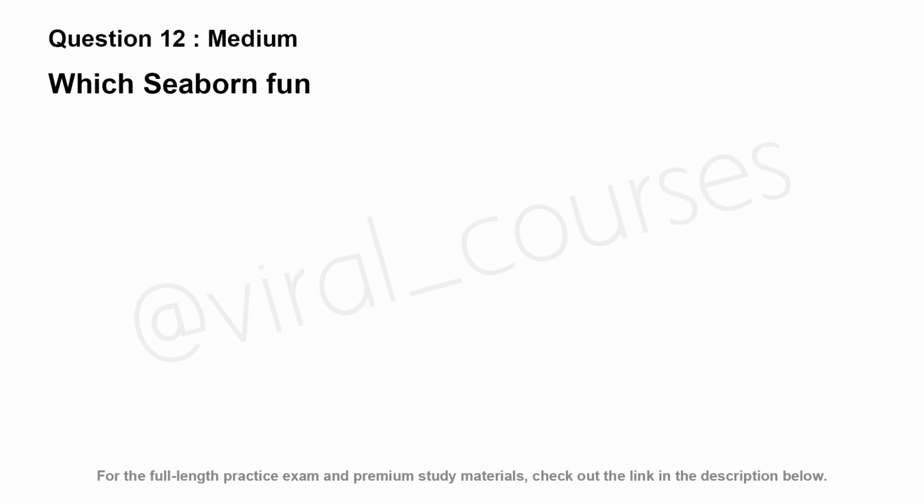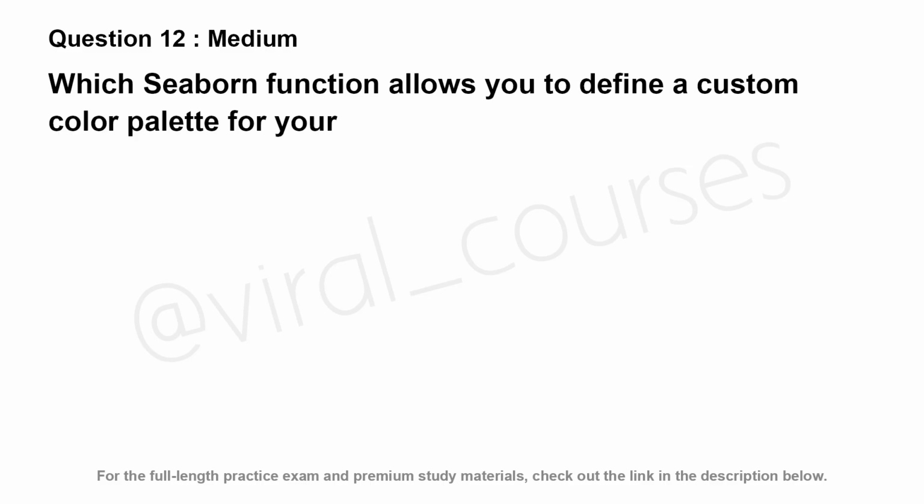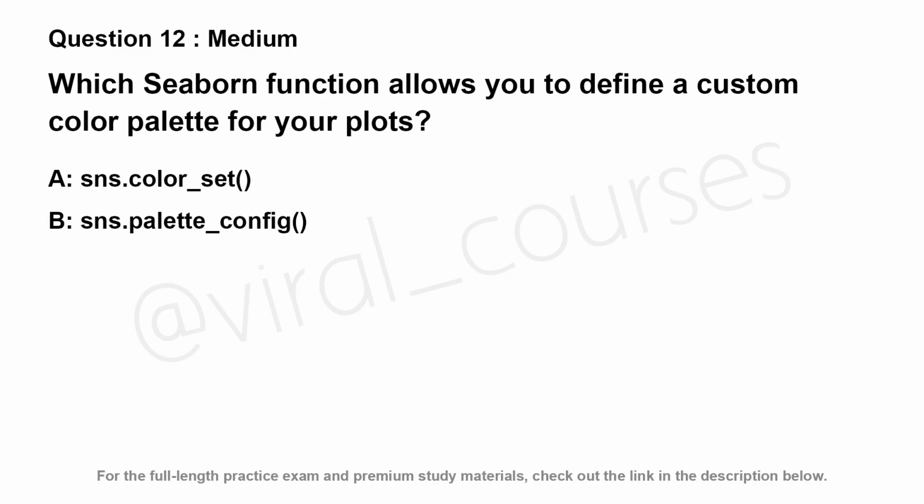Which Seaborn function allows you to define a custom color palette for your plots? Option A, sns.color_set. Option B, sns.palette_config. Option C, sns.set_palette. Option D, sns.color_map.